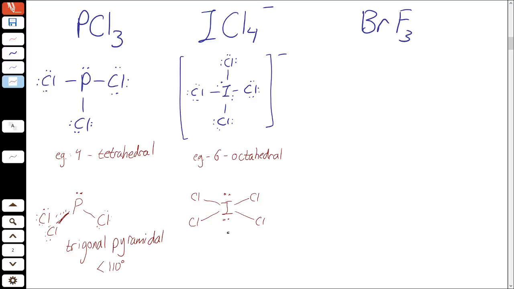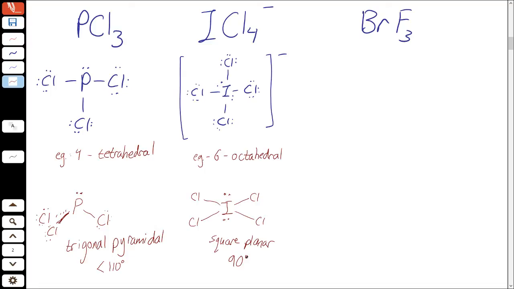which we call square planar. And our bond angles are 90 degrees. They're not really affected by the lone pairs in terms of pushing or pulling one way, because we've got one lone pair on each side, above and below the plane, and then the square planar atoms are all in the plane.